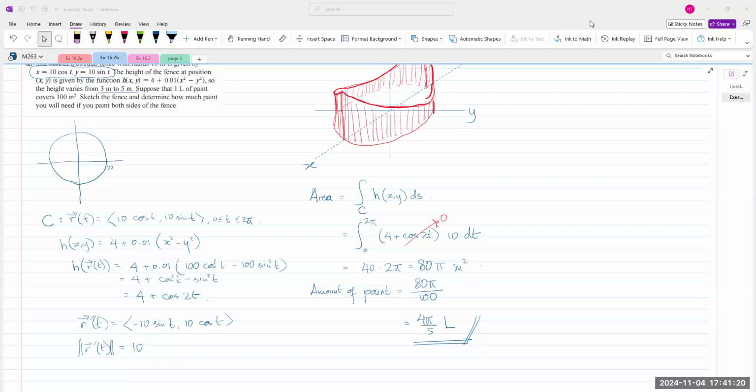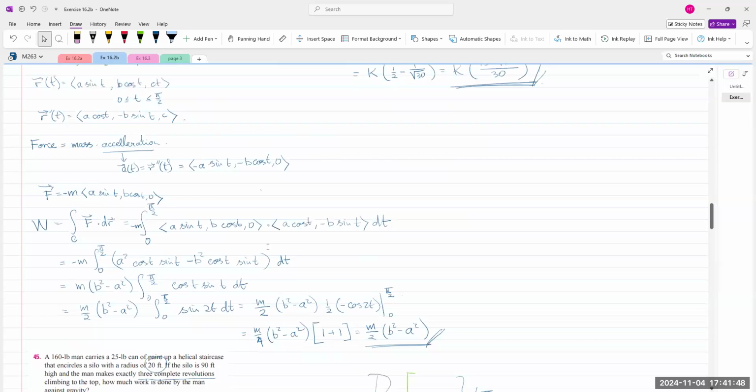Oh, hold on. If you paint both sides, both sides means I need to multiply this by 2. So this will be 8 pi over 5 liters, 1.6 pi liters. Okay, that's the amount of paint. If you paint only one side, then it's 4 pi over 5 only. Okay, that's for this 16.2.